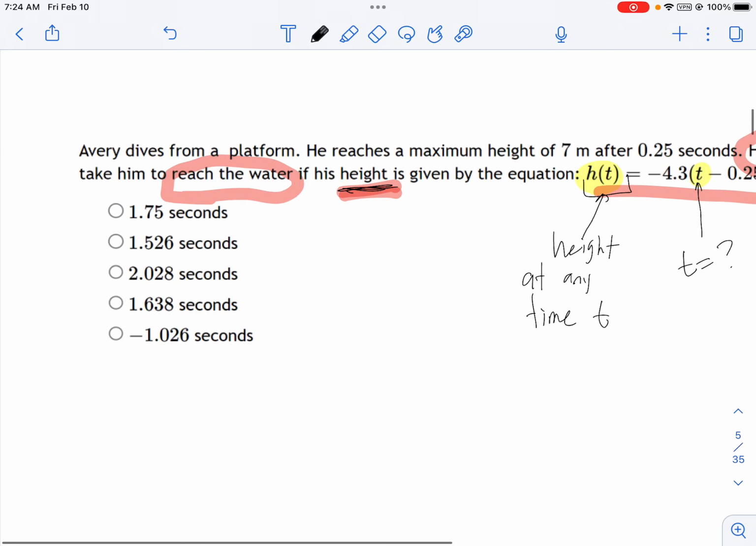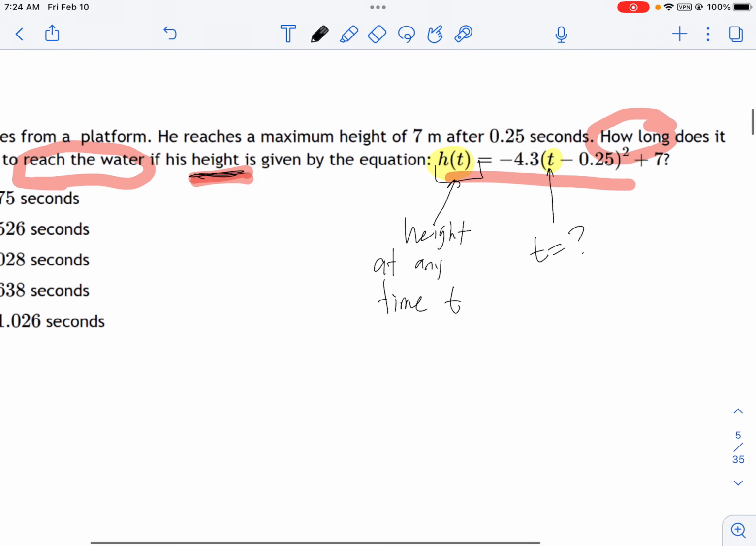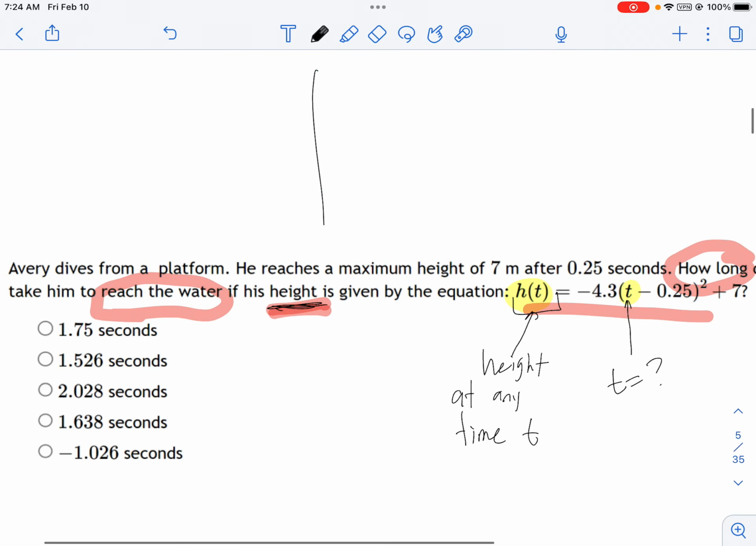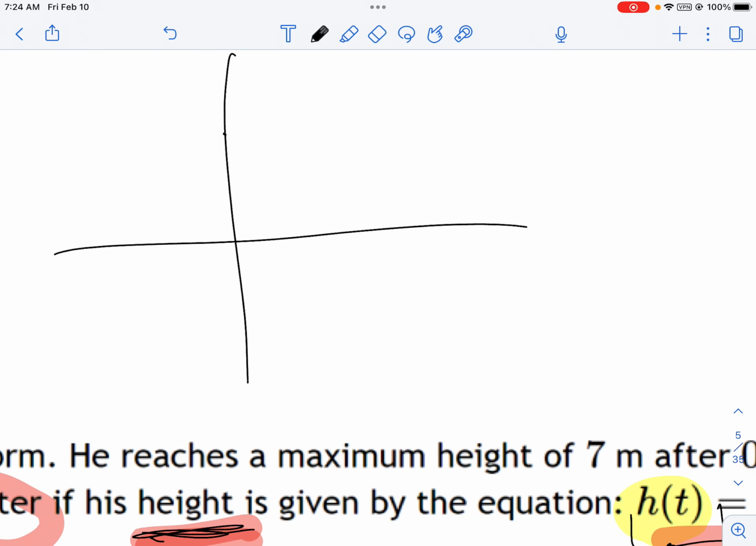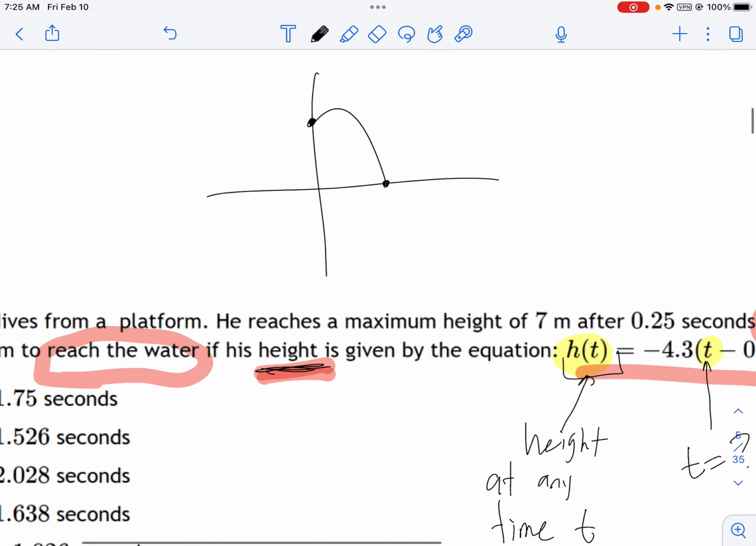This equation is essentially modeling, so let's draw a picture so I can make this a little more obvious. So he's some height off of the ground, right? Ground level, supposedly where the water is. He's going to dive off the platform, and when he hits this point, we're going to find where he hits the water. That's more or less what our graph is going to look like for this particular function.